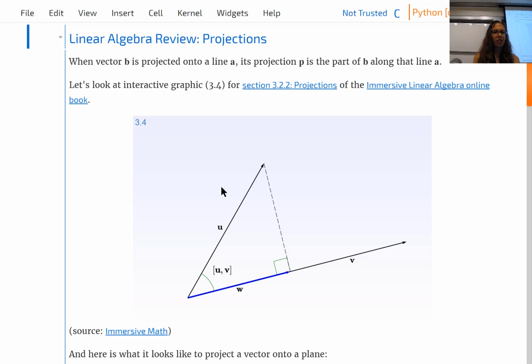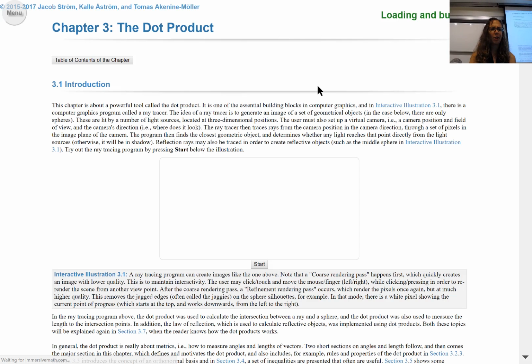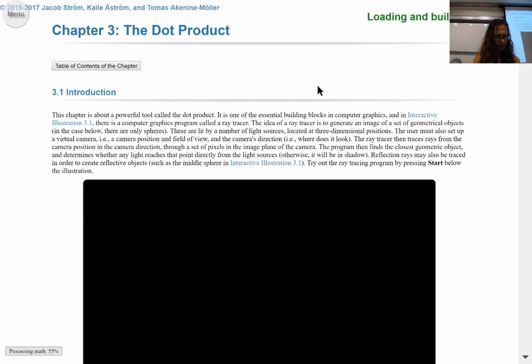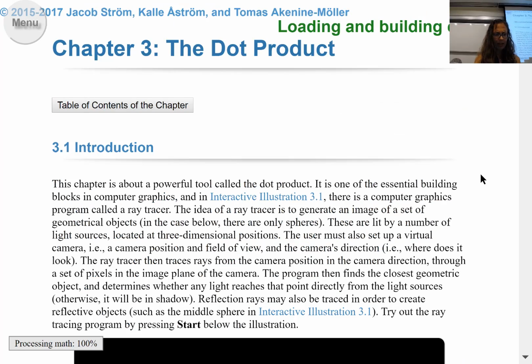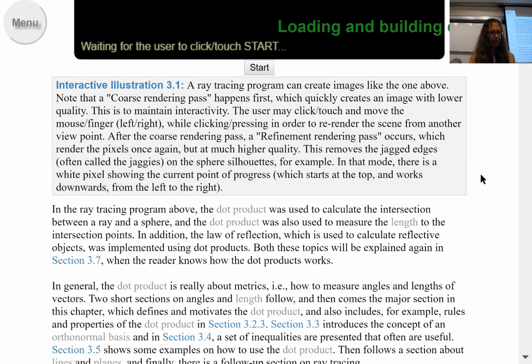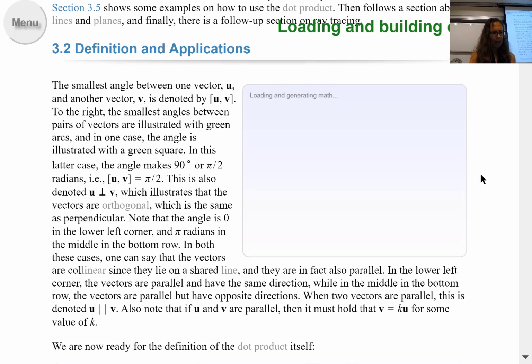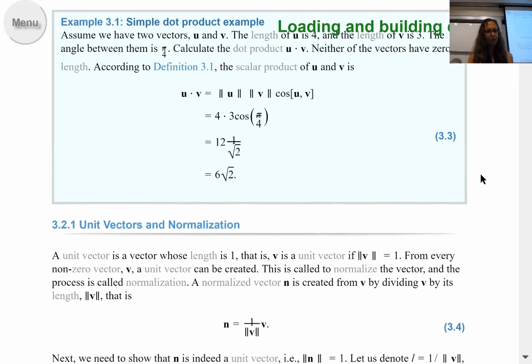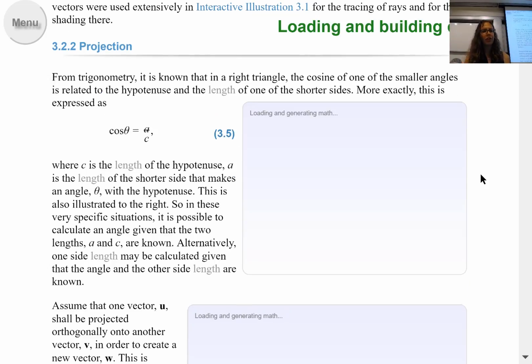So the idea of a projection is that, actually here I should go ahead and go to this link. This is something called the Immersive Linear Algebra textbook, and I still find it fairly mathy in its explanations of things, but all the graphics are interactive, which is kind of nice. So I was just going to show their example for projection.